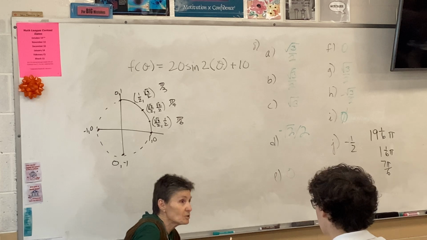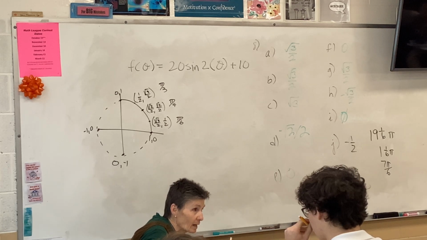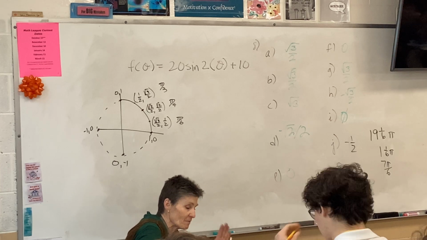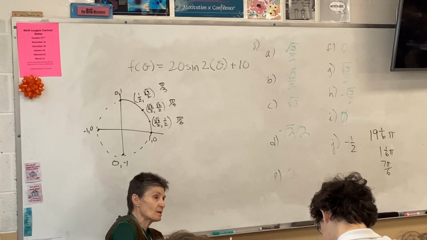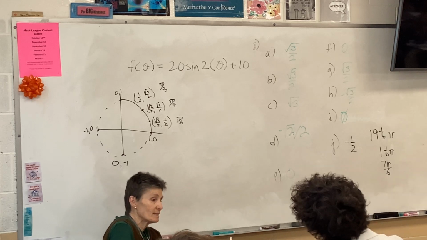What is 22 times 180 divided by 5? I did 180 divided by 5. 180 divided by 5 is 36. So I just did 22 times 36. Pi is 180. So you have 22 180s divided by 5.